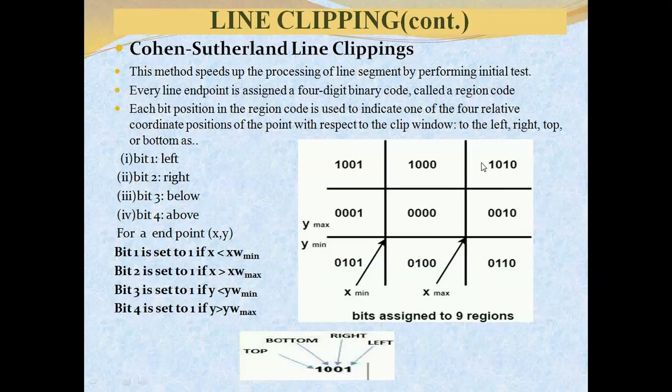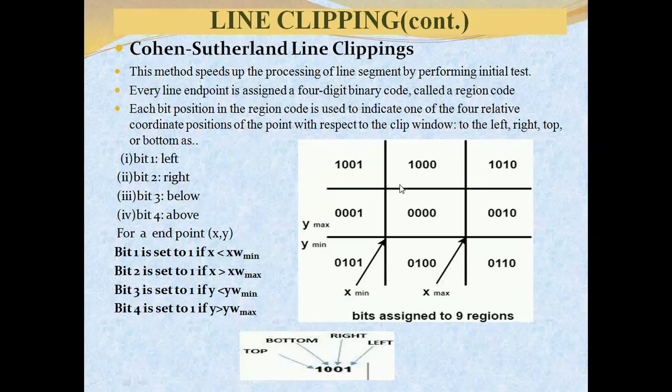To the right of the window, the second bit is all 1s, which indicates right, and below, the third bit is all 1, which indicates below. So these are the left, right, above, and below regions relative to the 0000 coordinate.